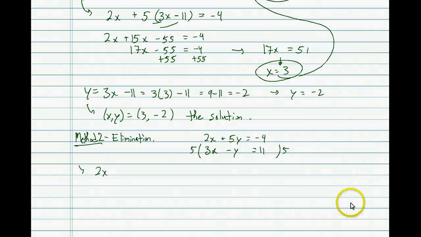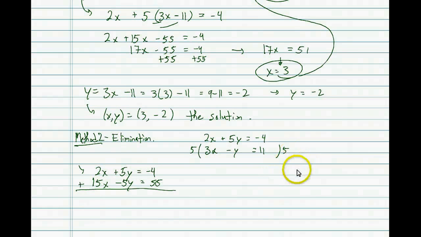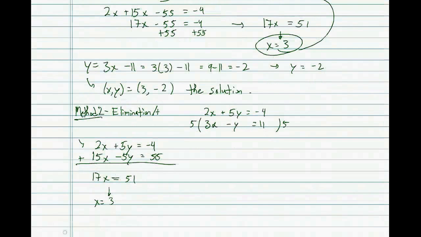Rewriting it, distribute the 5 to each term on left and right. The second equation, you get 15x minus 5y equals 55. And notice now when we add each equation together, the 5y's cancel out, just giving us 17x equals 51, like before. Divide both sides by 17, anticipating the answer, and we get x equals 3.